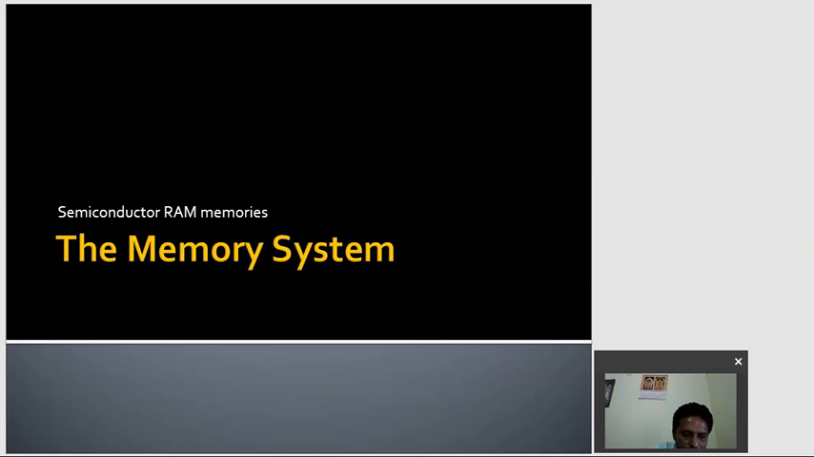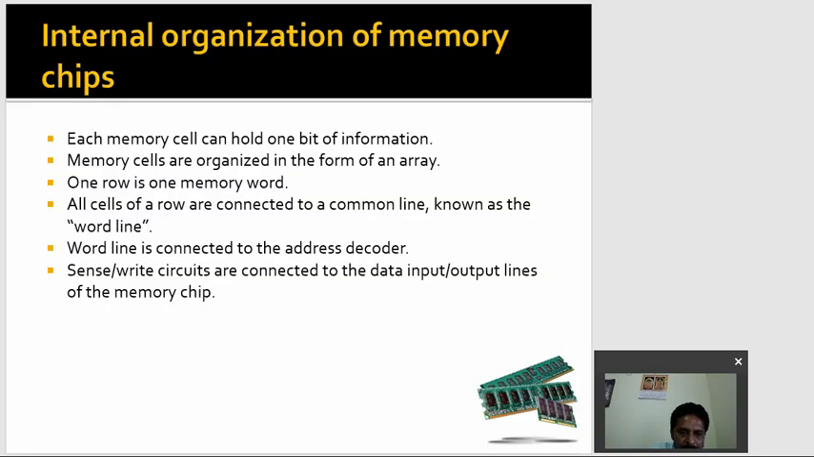The first topic we are going to see is semiconductor memories. In the memory system, first we will see the internal organization of memory chips. Each memory cell can hold one bit of information. Already we know that one cell will hold one bit of information. Suppose 8 bits can be taken with 8 cells, that is 1 byte. Memory cells are organized in the form of an array, like rows and columns.